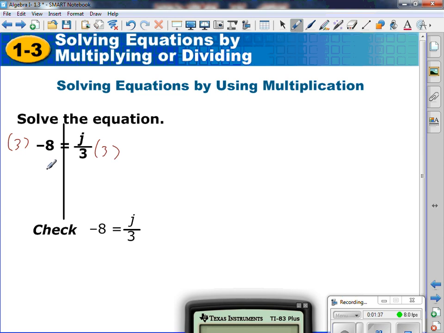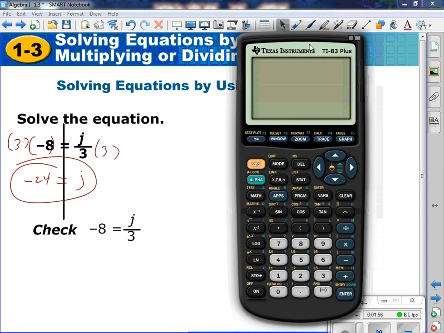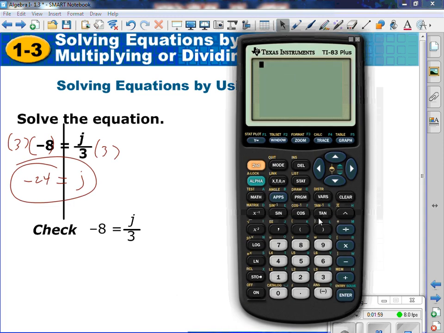And I usually just use the parentheses. And the other thing I'm going to do over here, what does this look like? Looks like 3 minus 8. I'm going to put parentheses around that too. J equals, what's 3 times negative 8? Negative 24. I'm going to check my work. Negative 24 divided by 3. I got negative 8. That's what I had originally. I know I'm correct. That is checking my work.